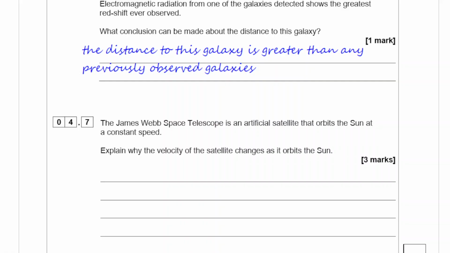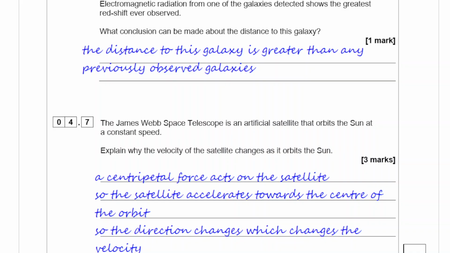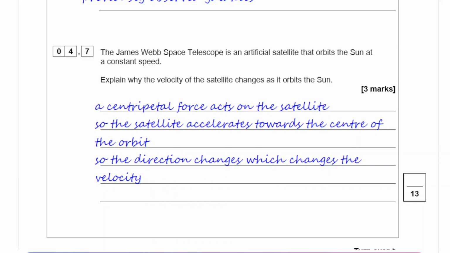So the direction changes, which changes the velocity. That's the answer that they're looking for. A centripetal force acts on the satellite. So the satellite accelerates towards the center of the orbit. So the direction changes, which changes the velocity. Since velocity changes, it's accelerating. That brings us to the end of question number 4, and I will see you in question number 5.